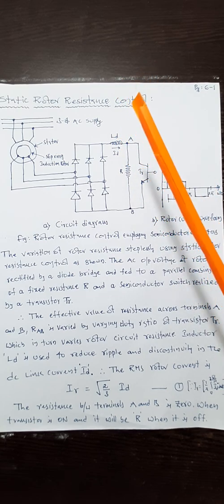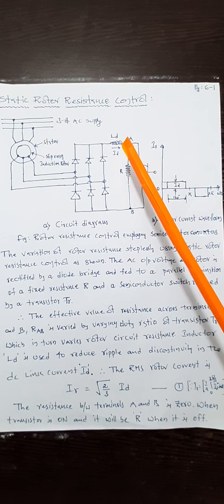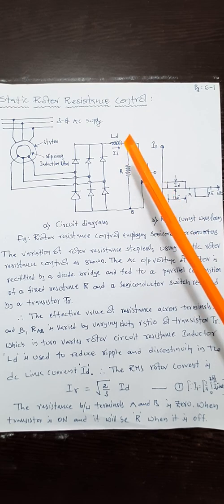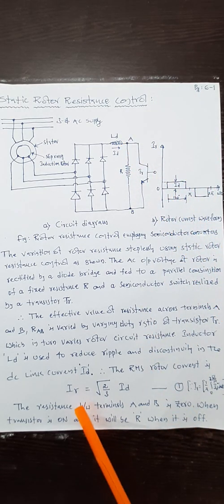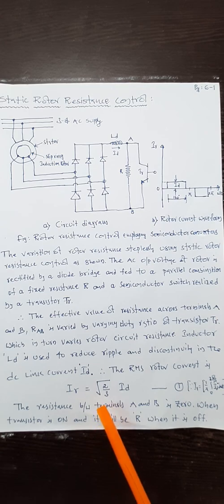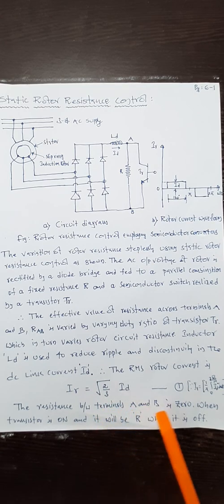Therefore the RMS value of the rotor current is represented as IR equals square root of 2 by 3 into Id. This is equation number 1. How is this value obtained? You take the RMS value, 1 by pi integral from 0 to 2 pi by 3 of ia squared d omega t, and from this the expression comes.